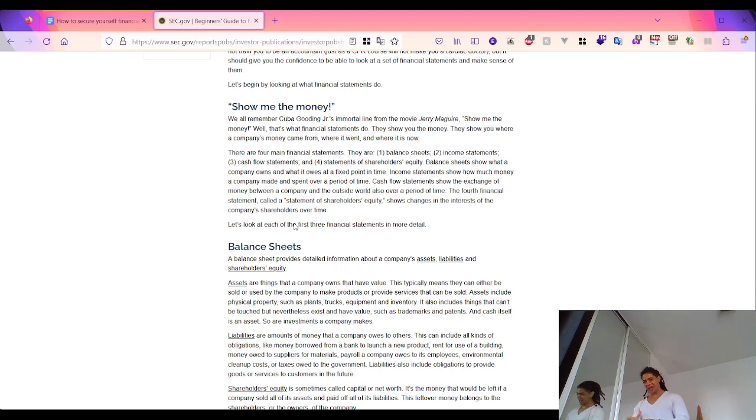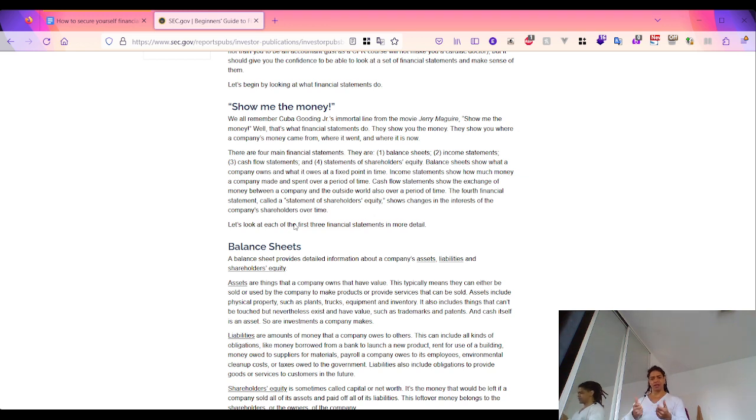And then I look at the cash flow statement, which reports the company's inflow and outflow of cash over a period of time. It reviews information from the balance sheet and the income statement.